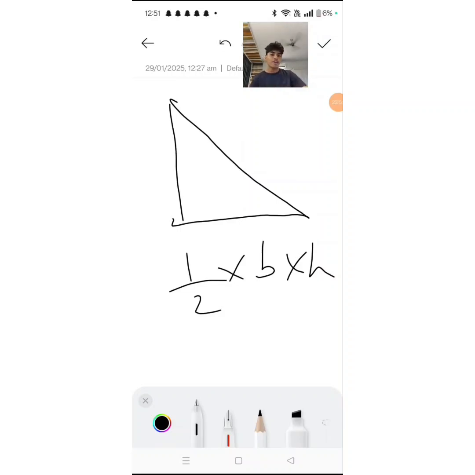Of course, there are other types of triangles, but by default, it's half into base into height, right? So let's say I've gotten this side and this side, and I have to do something using Pythagoras theorem. I've calculated this side, and now I have to find the total area of this triangle. So it's just half into base into height.